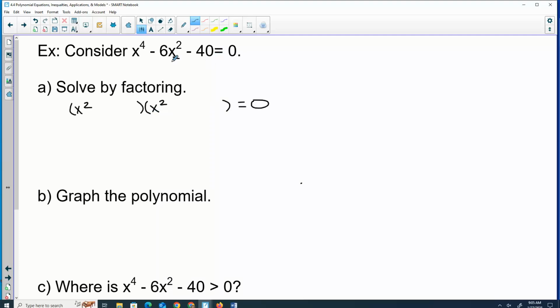So what would multiply to -40 and add to -6? That would be 10 and 4. Do either of those factor further? No. So if I want to solve it, set them equal to 0.